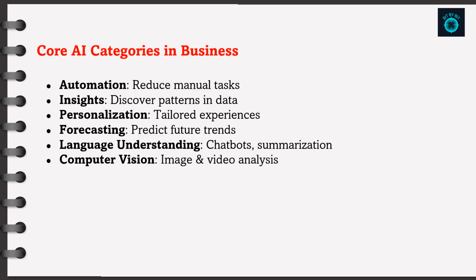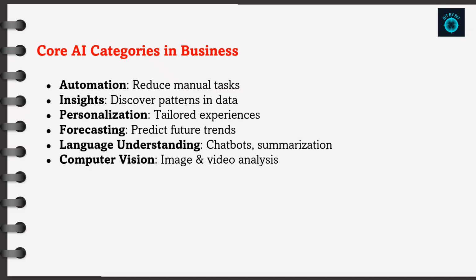Now let's add two important modern categories. The fifth is language understanding, powered by large language models. These are used for chatbots, email summarization, auto-generated reports, and even customer support automation. They understand and generate human-like text.